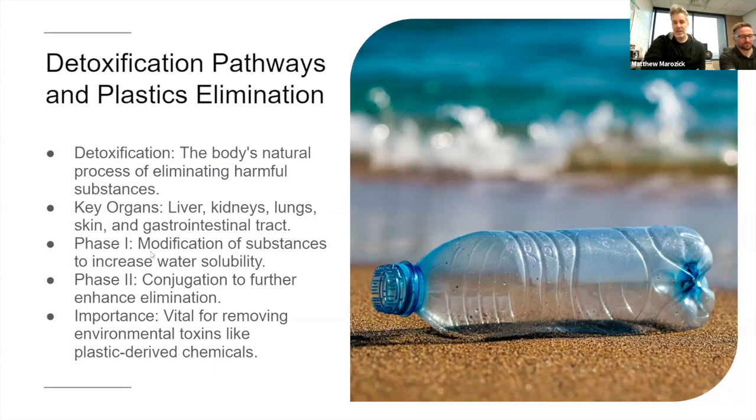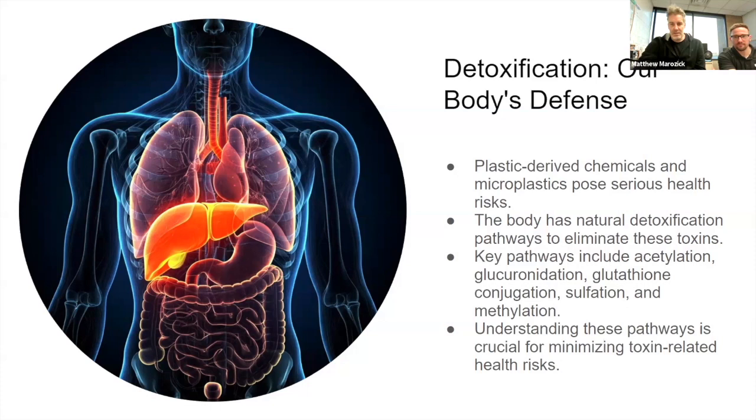And essentially, phase 1 in the liver is to modify these substances to increase their water solubility. So the only way for us to get rid of these toxins is to modify them so that they'll flush out. Phase 2 is then conjugation to further enhance their elimination. And it's super important to eliminate these environmental toxins and just general toxins that are accumulated in our foods. This is pretty much the same, except now we're identifying the key pathways that we talked about in the DNA test: acetylation, glucuronidation, glutathione conjugation, sulfation, and methylation.